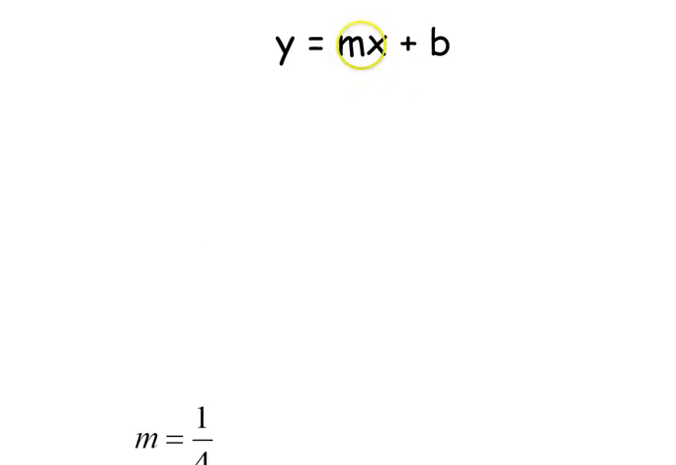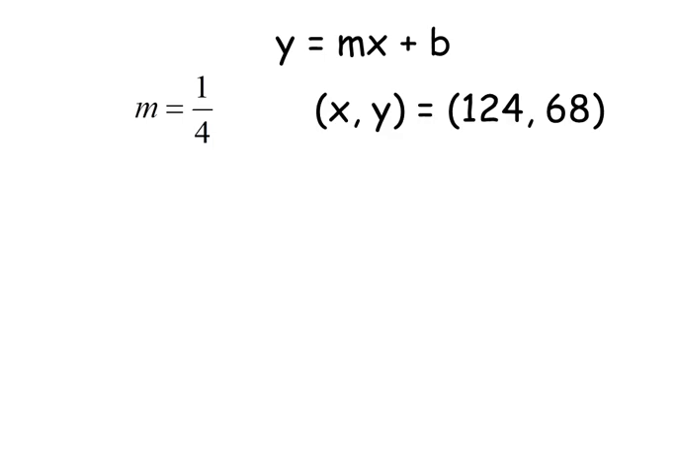And we have a couple of pieces of information here. We have the slope that we found, 1/4. We also have a point that's on the line: (124, 68). How do we know that's a point on the line? Because we were told that when crickets chirp 124 times in a minute, it's 68 degrees. So now we're going to take these values and plug them into this equation to solve for b, the y-intercept.